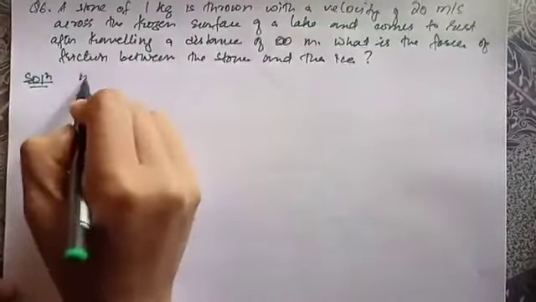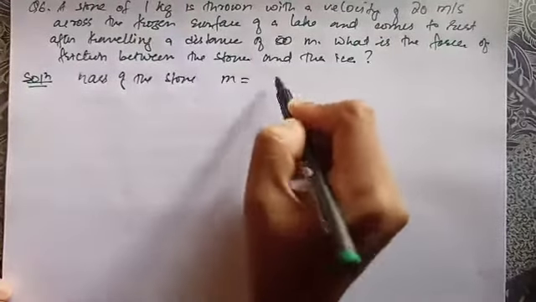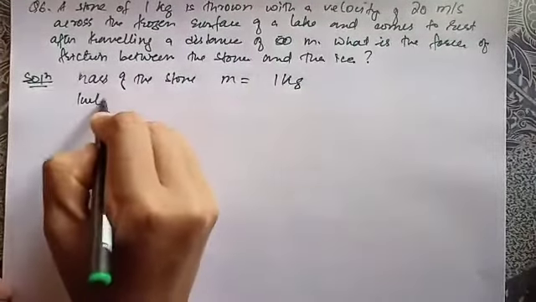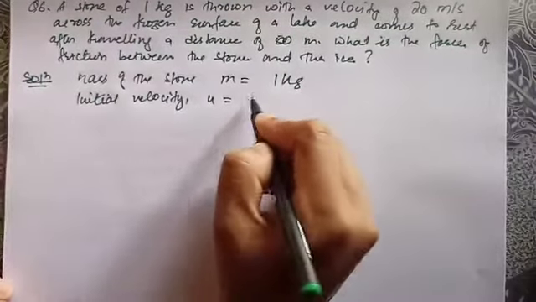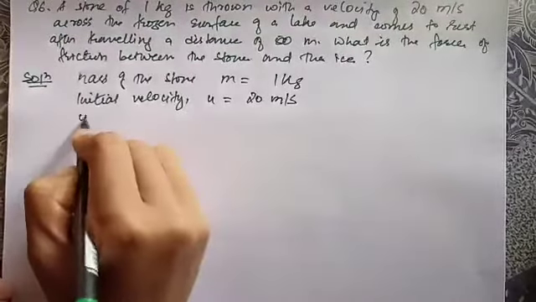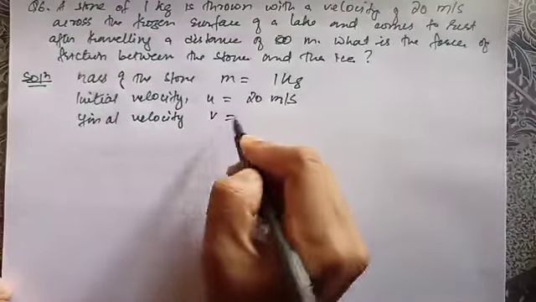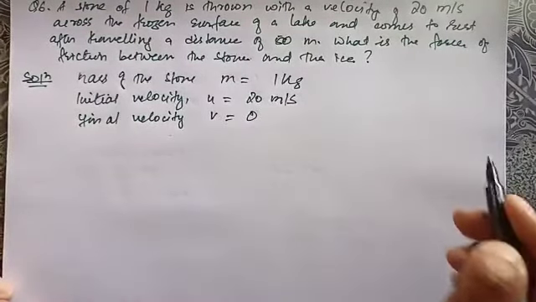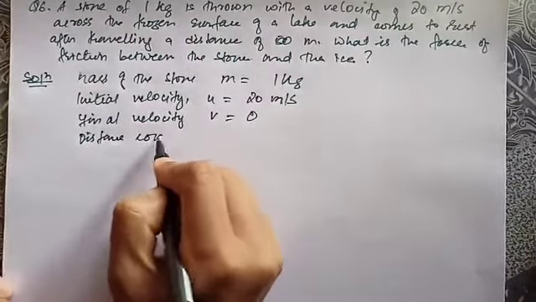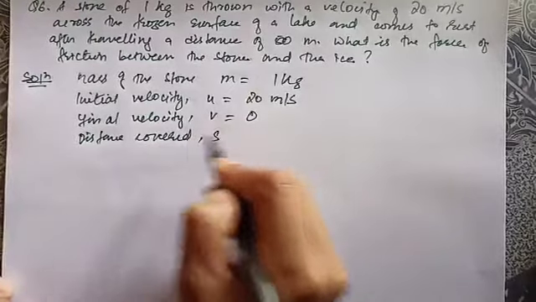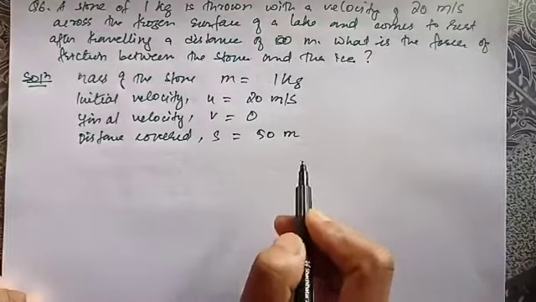So here, mass of the stone m is equal to 1 kg and initial velocity, which is represented by u, is equal to 20 meters per second, and final velocity, which is represented by v, is equal to 0. Why? Because it comes to rest. And distance covered, which is represented by s, is equal to 50 meters. So here we need to find out the acceleration.